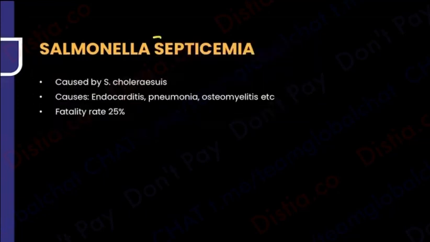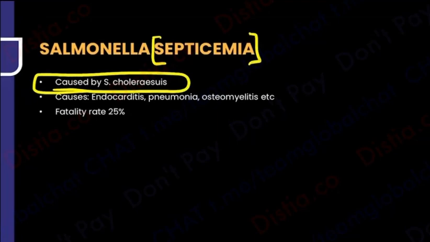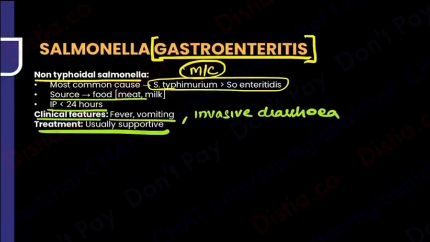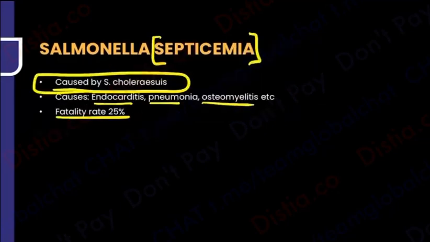Similarly, Salmonella can also cause septicemia, and who is going to cause septicemia? Salmonella cholerae-suis. Septicemia means firstly all organs are affected, whether it is the heart or the lungs or the bones, osteomyelitis, and it is going to have a fatal rate. So in the non-typhoidal, there is gastroenteritis. Repeating, who causes it? Typhimurium, more common than enteritidis, and then there is Salmonella septicemia caused by cholerae-suis.